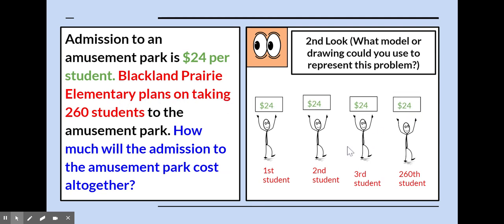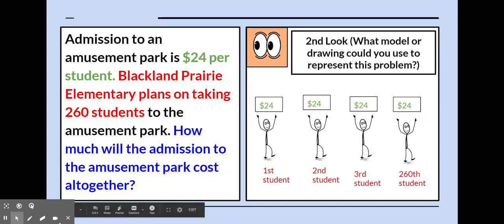What do you notice about our model or our picture? Do you notice that it is repeating? And we've learned from our last lesson that when things are repeating, then we are multiplying. This is our second look to our strategy.